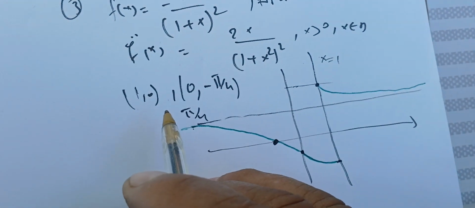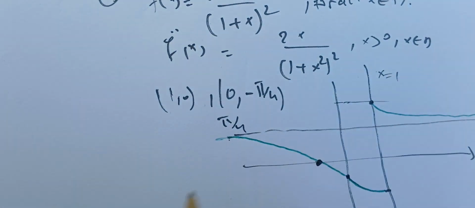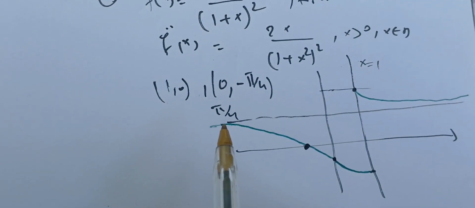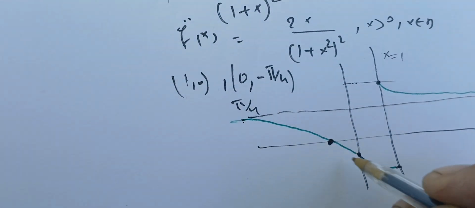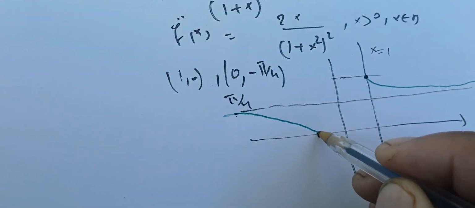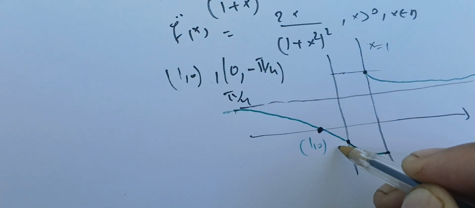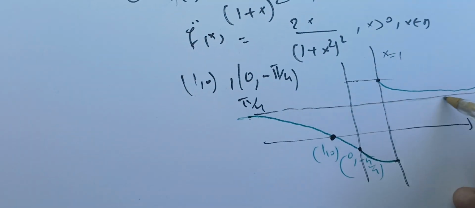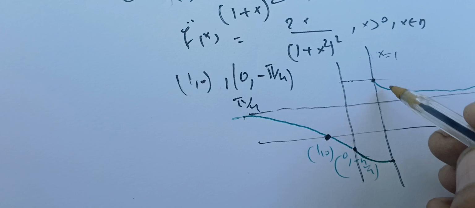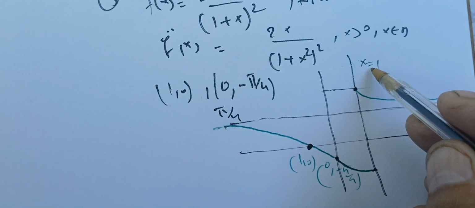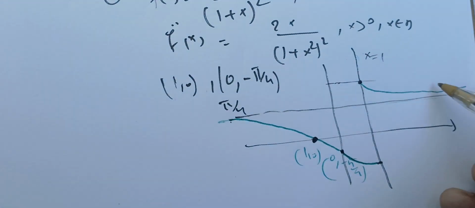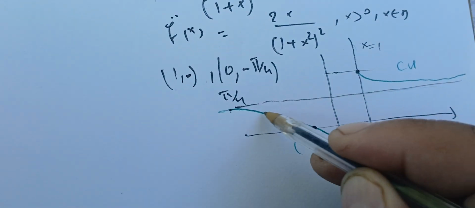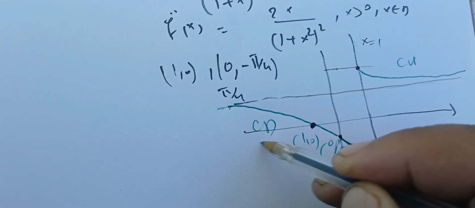This is the graph of the function arctangent of (x plus 1) over (x minus 1). I clearly see this is the point (1, 0). This is the point (0, minus pi over 4), and this is pi over 4, pi over 2. This is my vertical axis, x equals 1, and my function is concave up here, concave down here, between minus infinity and 0.